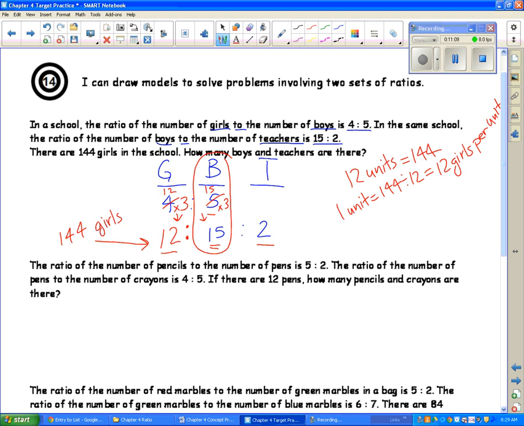So if there's 15 units of boys, 15 times 12, let's see, 12 times 10 is 120, 12 times 5 is 60, so that's 180. So there's 180 boys, and 2 units of teachers means there's 24 teachers. And that's that.